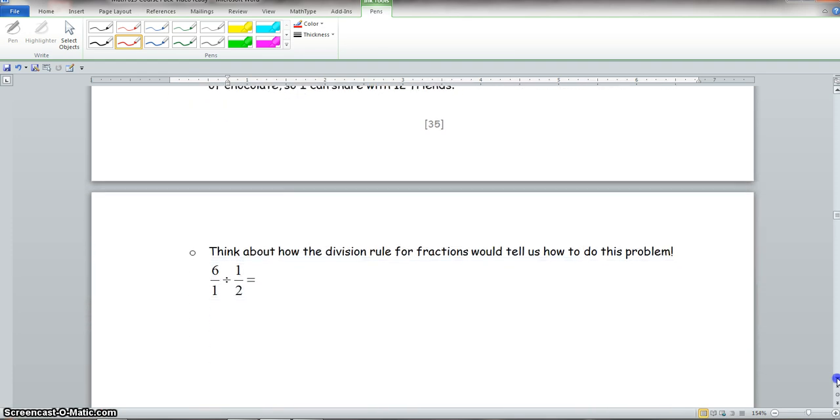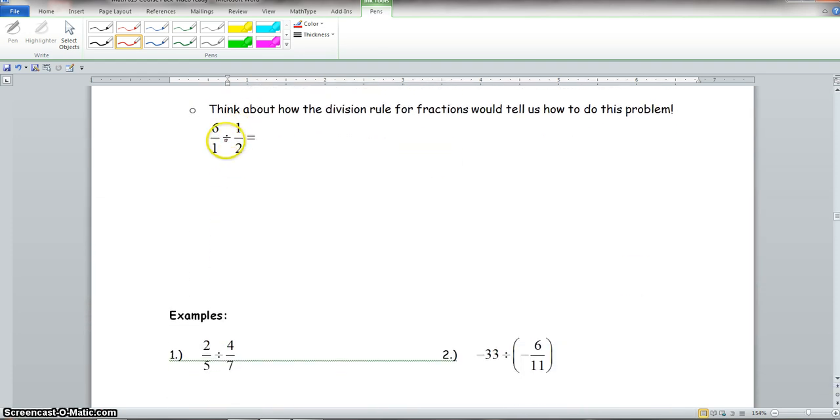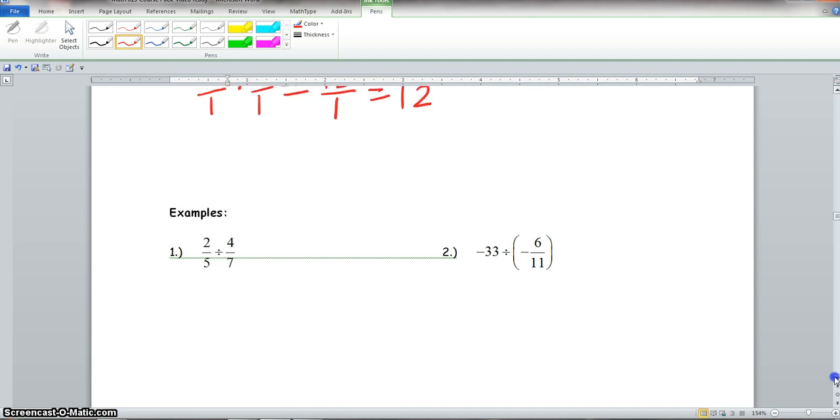Now we're going to look at this in mathematical terms. It says, think about how the division rule for fractions would tell us how to do the problem. We changed that 6 to make it 6 over 1, so it would be a fraction. So we would keep the first fraction the same, division would become multiplication, and we'd take the reciprocal or flip the second fraction, which would be 2 over 1. Now we multiply straight across. 6 times 2 is 12, and 1 times 1 is 1. And we know 12 divided by 1 is 12. So that is our final answer.